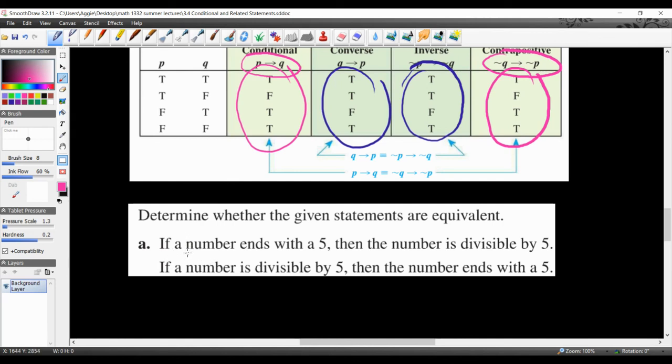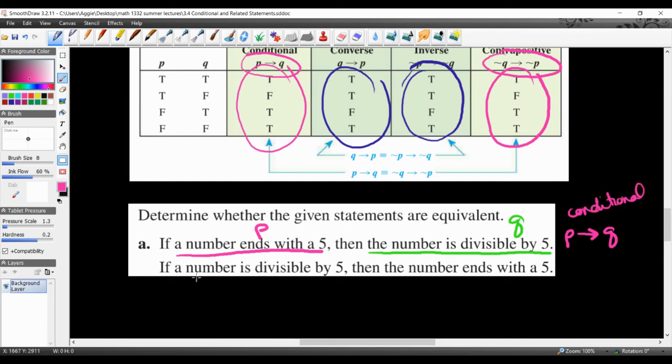So letter A says if a number ends with a 5, so here we have our P, then the number is divisible by 5. So the number is divisible by 5 would be our Q. So this would be your P implies Q. This is the conditional. Okay, the second statement says, here, let me write that here.